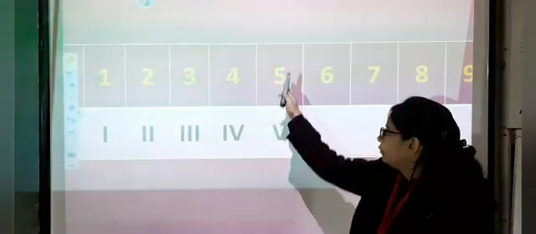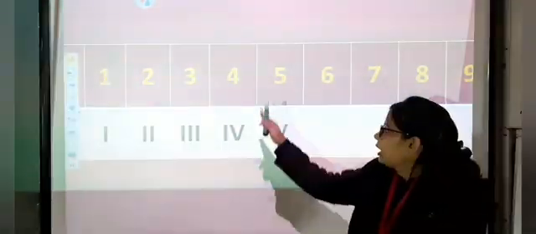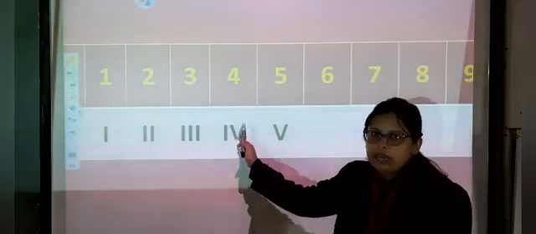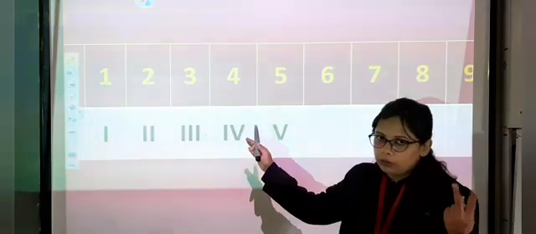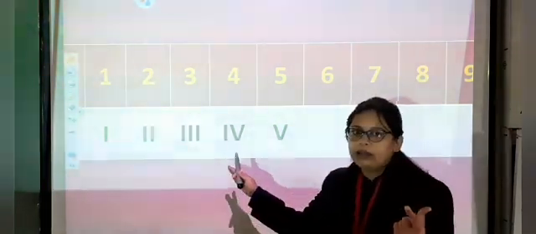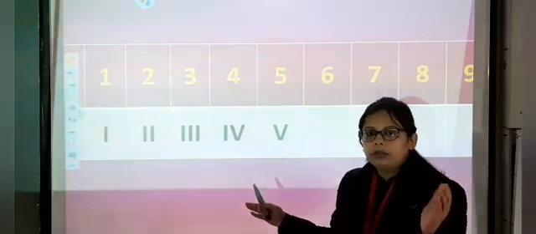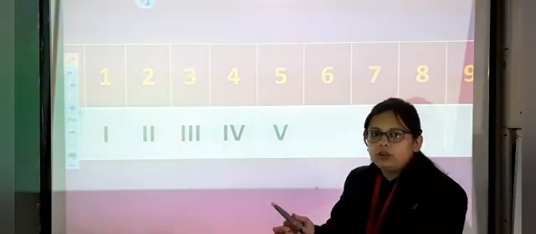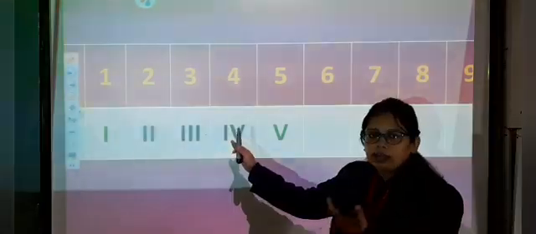Okay, so children, for 5 there is a numeral V, and for 4 we can write I and V, because there is a second rule. Again I am repeating that if you have to write the Roman numeral, put the smaller numeral on the left side of the bigger numeral to make the smaller number.